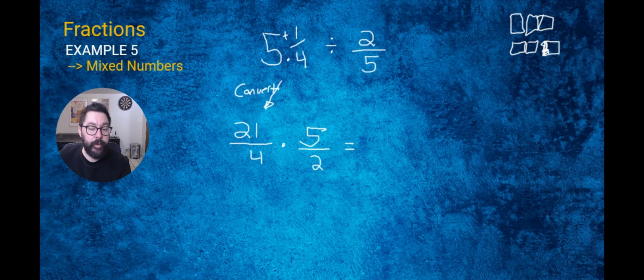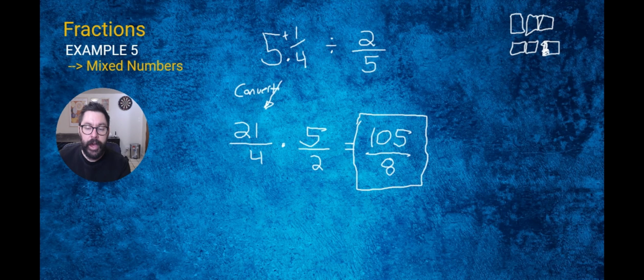21 times 5, that's 105. If you haven't watched my video on how to do mental math quickly, what I did was 20 times 5 is 100, but I'm also going to add the 1 times 5, and that gets 105. So go check out the mental math video if you haven't already. On the bottom, we have 4 times 2, and that gets us 8. These do not simplify. 2 and 4 do not go into 105, or 8. So we can write it like that.